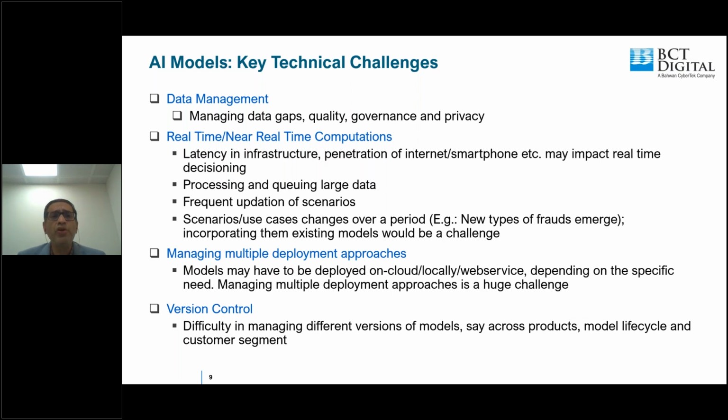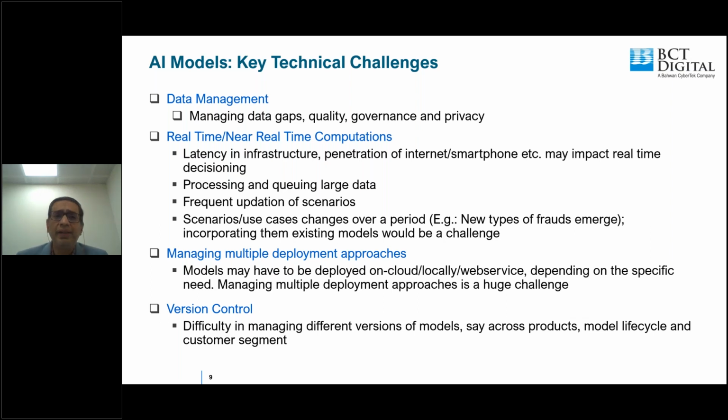Then you also have the case of frequent updation of scenarios, meaning, let's say, fraud risk scenarios. Now you have a fraud risk scenario coming up every other day. There are different kinds of scenarios being perpetrated by the fraud actors, and you need to keep on updating. So how do you do that? How do you maintain the models in light of the frequently changing scenarios? That's a very challenging task.